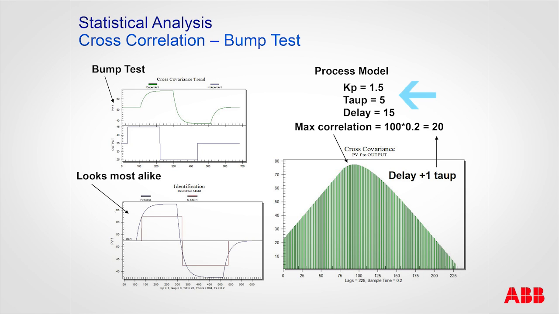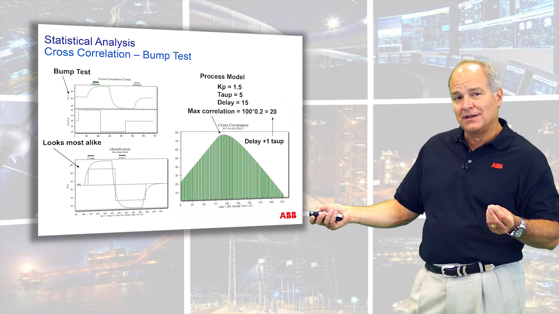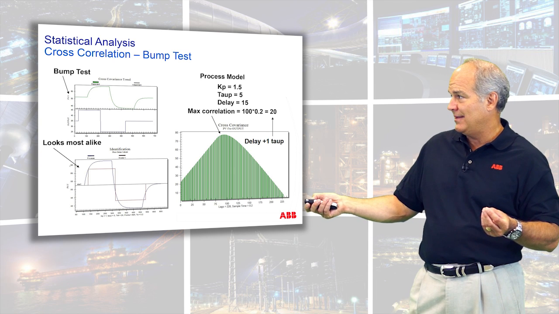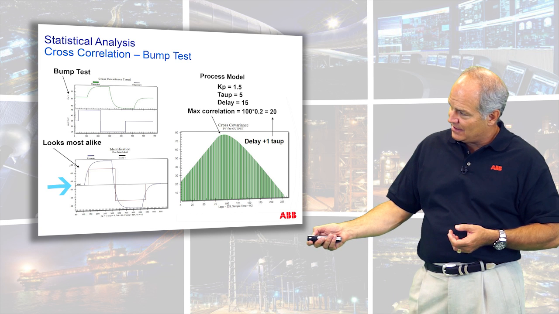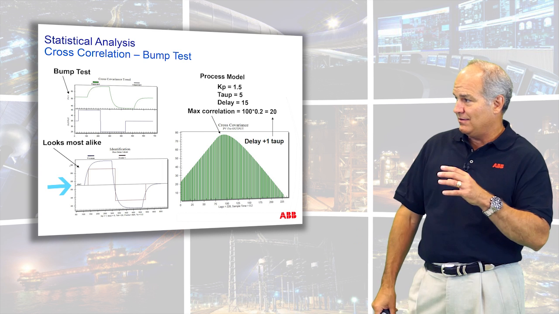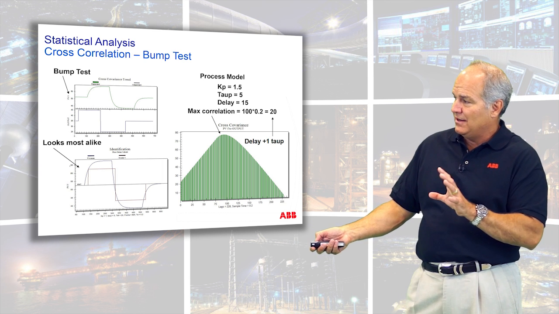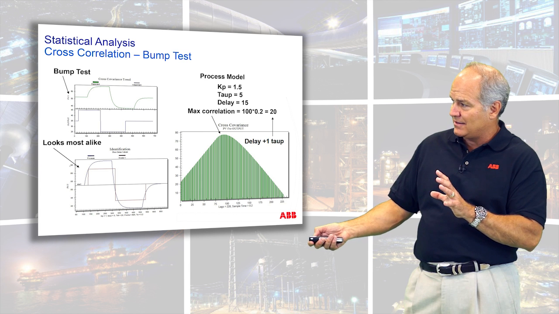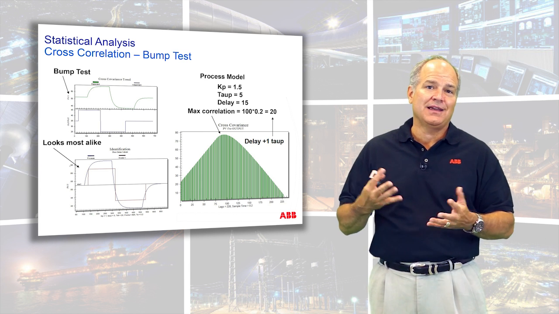Now, if I look at my model, I use a 15-second delay, a 5-second time constant, and a 1.5 process gain. Have you figured out what the max correlation is? It's not the dead time, but it's the dead time plus the time constant. So if you shift them, look, this is the point where, do you see how they kind of look the same? I've modeled the red line showing the shift. So when I shifted at 20 lags, that was the point that I had the minimum difference between the two data sets.